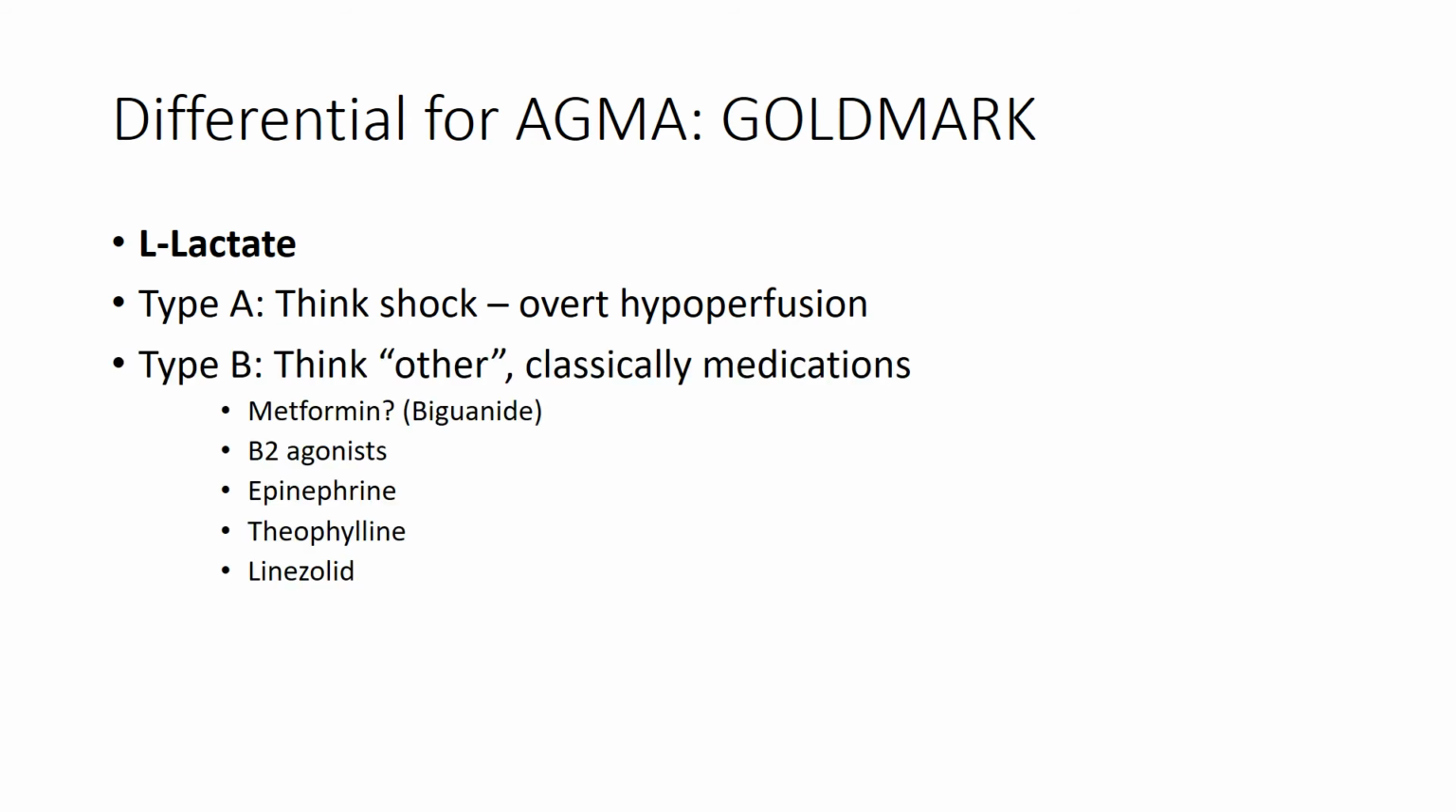Next is L-lactate. This is one of the two major stereoisomers of lactate, and there are two types. Type A, elevated L-lactate, think of shock, essentially overt hypoperfusion to essential organs, as opposed to type B, which is basically everything else. There are many other causes, but think of it mainly in terms of the medications that classically cause it. The teaching used to be metformin, that's debated now, but it really is biguanide that caused this elevated L-lactate. And then other medications include beta agonists, epinephrine, theophylline, linezolid. There's a longer list, but these are some of the main ones.